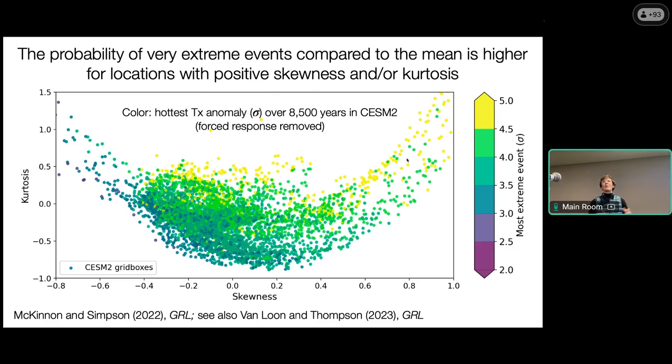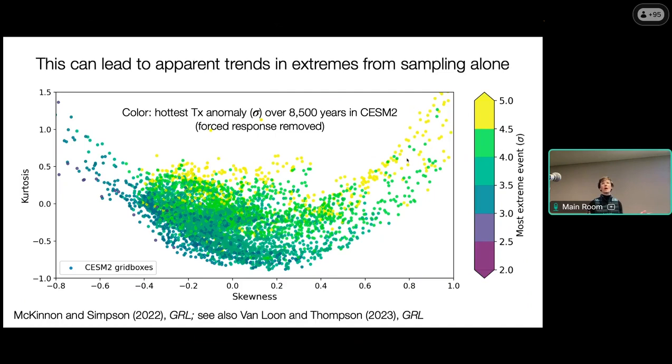Why does this matter? It means that when you average over locations, which are going to span different skewness and kurtosis climatologically, things get complicated because in one case, a 1 in 8,500 year extreme is a 5 sigma event. Another case, it could be a 2 sigma event. And in addition, that can lead to apparent trends in extremes that come from sampling alone. If you happen to sample heavy tailed regions versus light tailed regions in a given year, that can skew your probability of extremes if you're measuring them in something like sigma units.